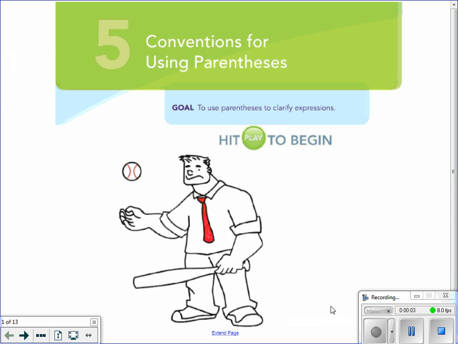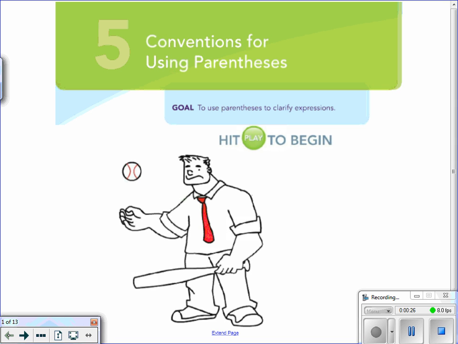In today's lesson, we're going to talk about using parentheses. As you know, in the order of operations, it tells us to do whatever is inside the parentheses first. So we can use that to put parentheses around things that we want to do first in equations to get them to equal what we want.